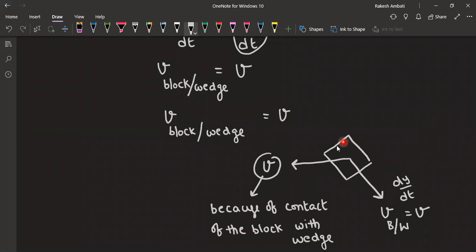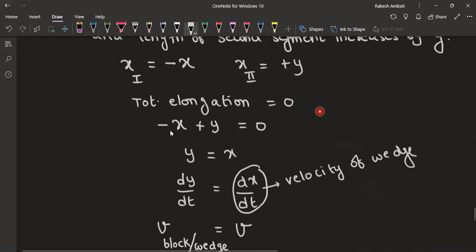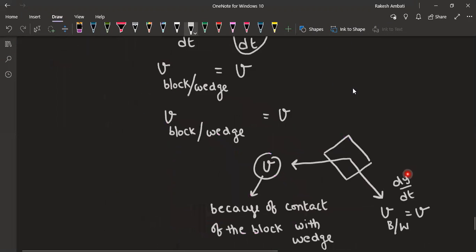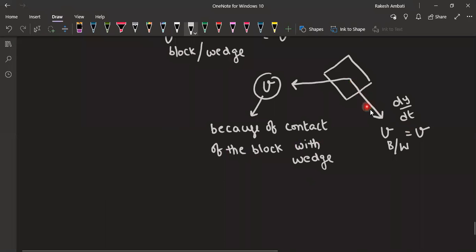Therefore here, this block has two velocities. One velocity is because of elongation, this type of motion: first segment, second segment. So moving by distance x, moving by distance y. Because of the changes in x and y, we have one velocity. One segment length is increasing, one segment length is decreasing. And because of the contact, this block also has one more velocity.